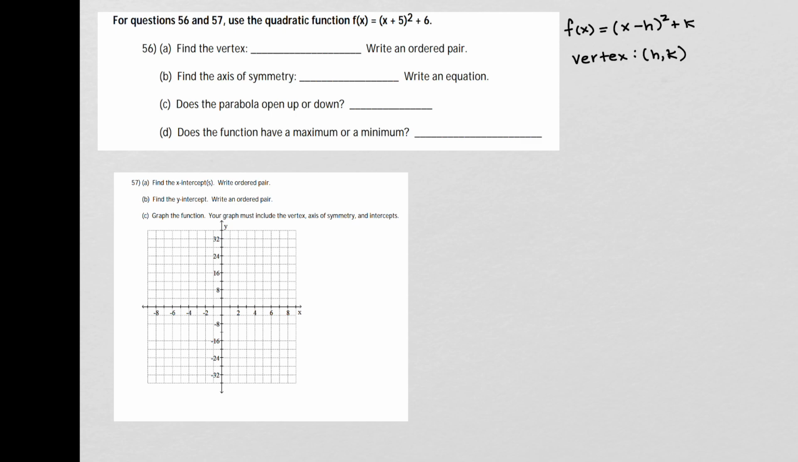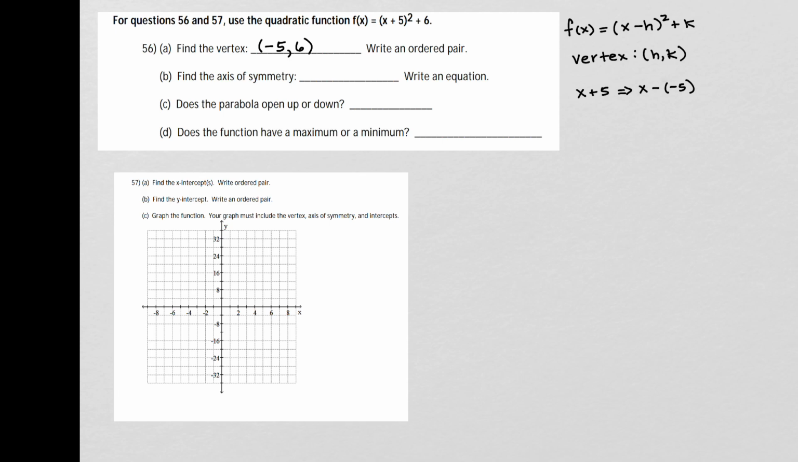So we have x plus 5, which is the same thing as x minus a negative 5. So the x value of my vertex is negative 5, and then k is just the 6. So we've got our vertex.